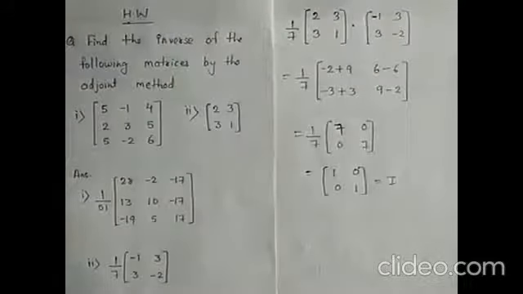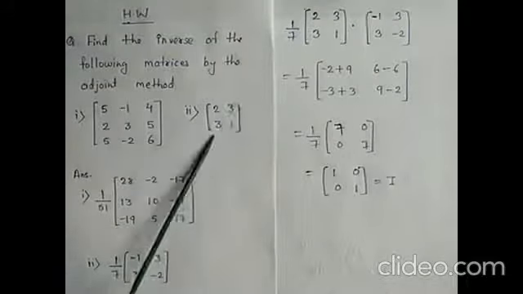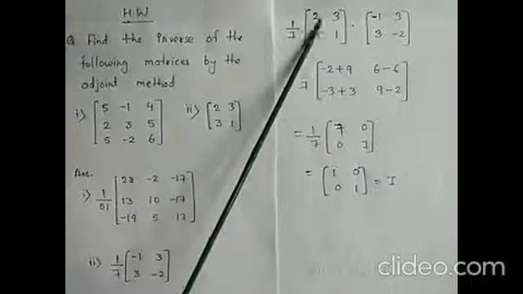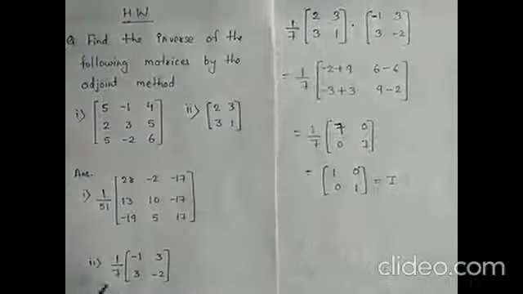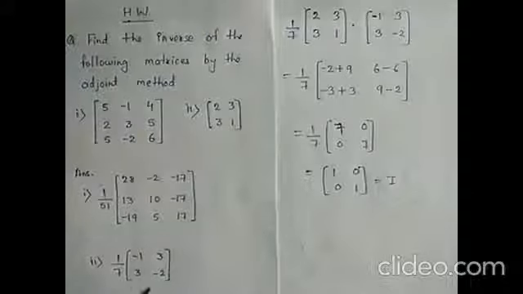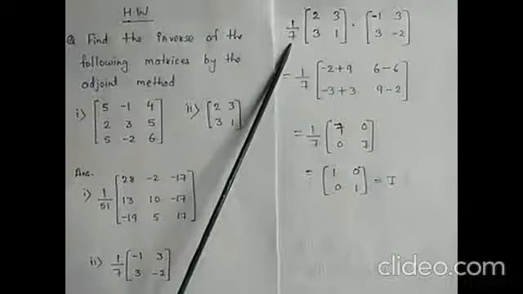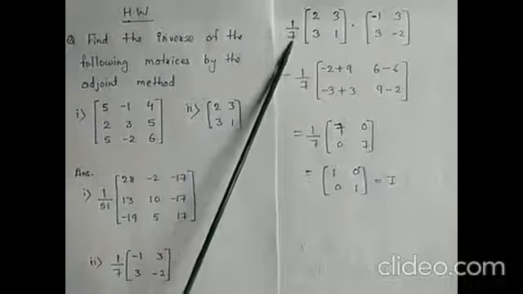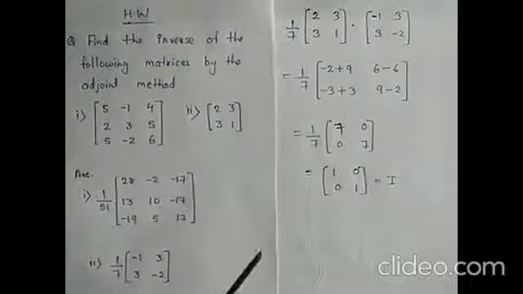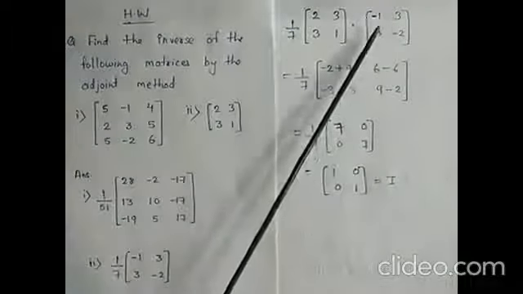So children, see, this is the matrix 2, 3, 3, 1. I have written 2, 3, 3, 1 into its inverse, 1 by 7 into this matrix. I have written 1 by 7 outside. This is a scalar value. I can write here 1 by 7 into this matrix. Here it is. You know how to do multiplication.